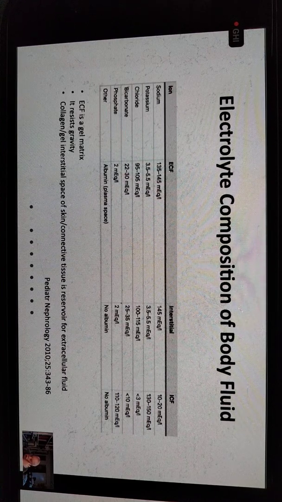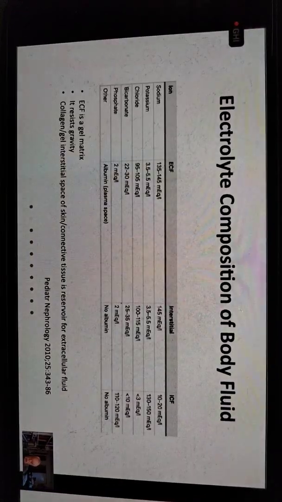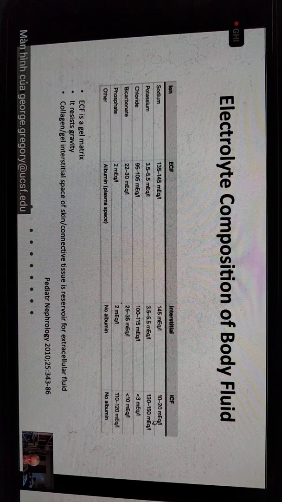And it's important to look at the electrolyte composition of these different fluids. Remember that most of the sodium is in the extracellular fluid and the interstitial fluid, and not much is inside the cell, so the intracellular fluid. That's very low compared to the extracellular. The potassium is mostly intracellular, and very little of it is extracellular. The chloride is in the extracellular fluid, and there is almost none in the intracellular fluid.